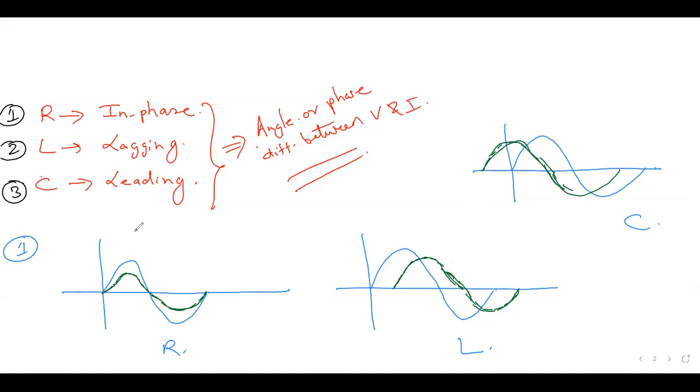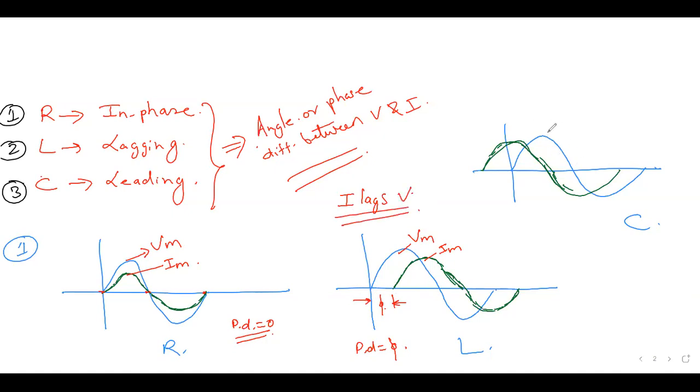So now this is my Vm and this is my Im. You can see here they both are starting and ending at the same position, so there is no phase difference. Phase difference is 0. And here you can see if this is your Vm and this is your Im, it started late by this particular angle, that is phi. So here the phase difference is phi, and here we can say that I lags voltage.